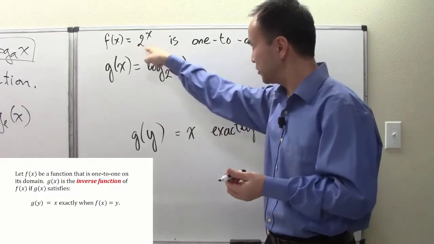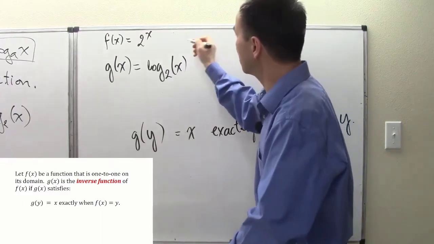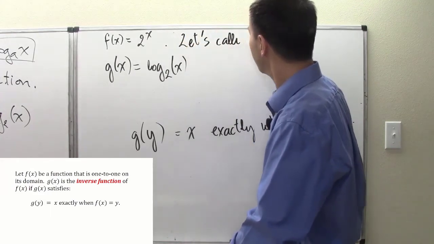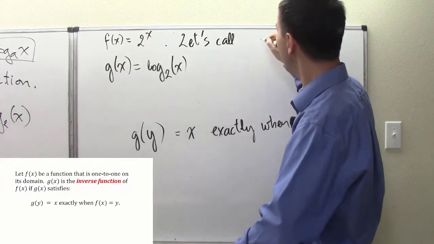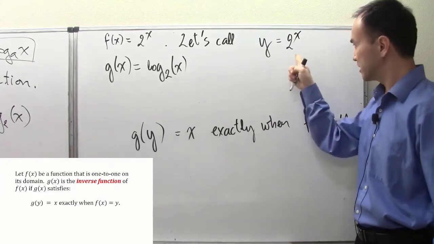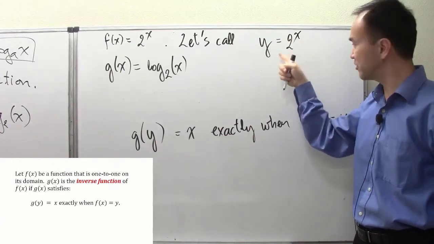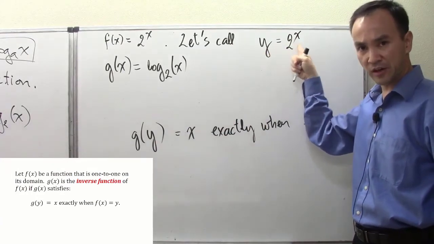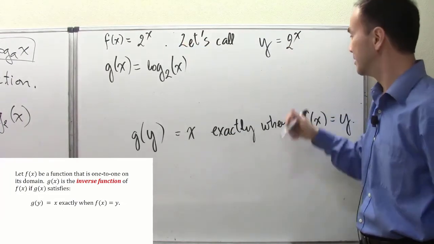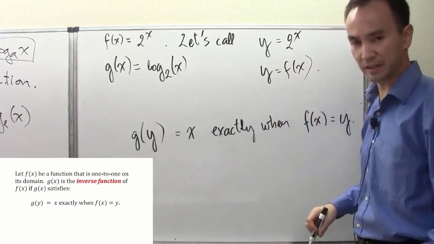For now, yes, 2 to the x is a one-to-one function. We don't need this information any longer. Let's call that y equals 2 to the x. So y equals 2 to the x, because we traditionally use the y variable as the output of a function. So y is the output value for this 2 to the x function. Another way of saying it: y equals f of x.